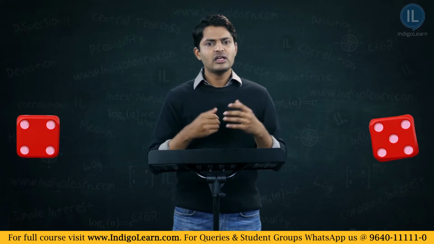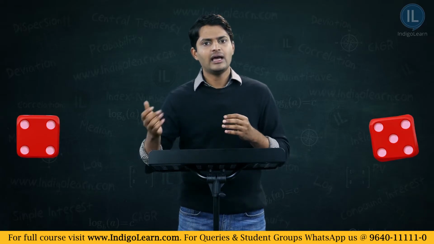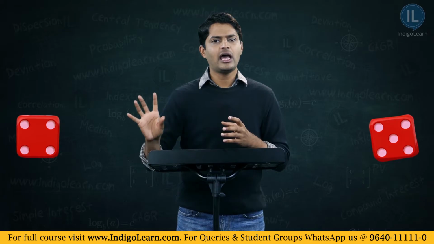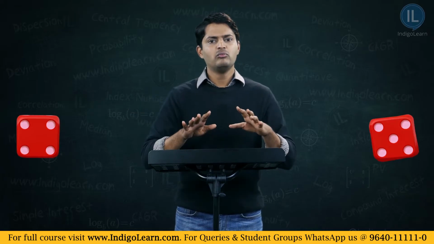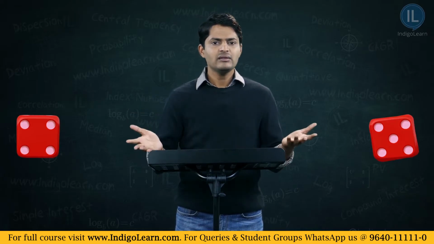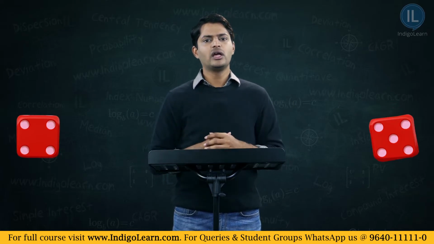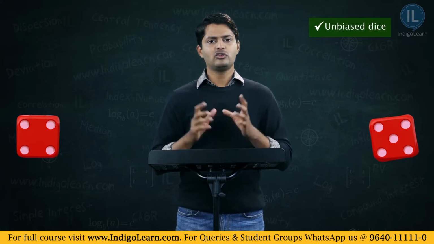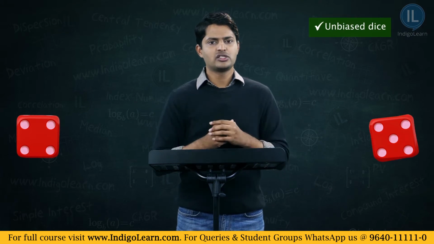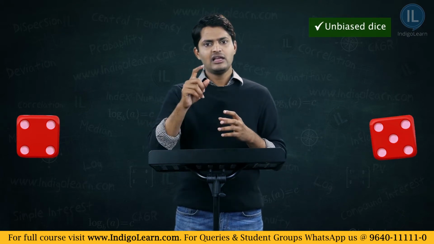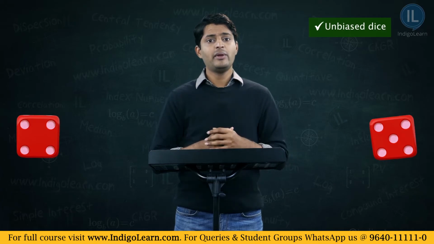To do this, if I roll a die, first I need to be clear that it is unbiased, okay. Most of the time we do not say anything because we are under the assumption that all the events that we are doing are unbiased events, okay. So, now my die is also unbiased. Now, I am rolling a single die.